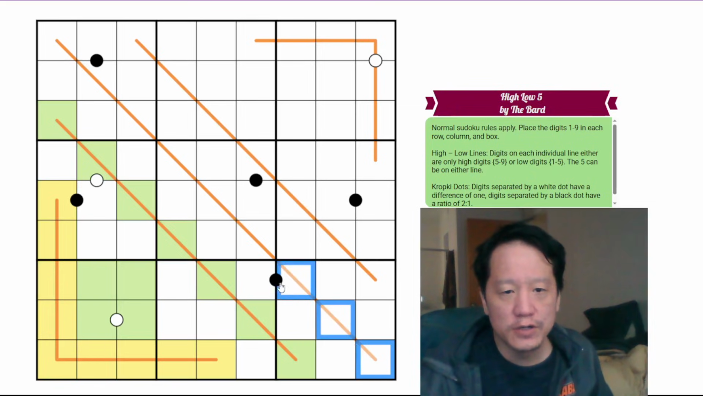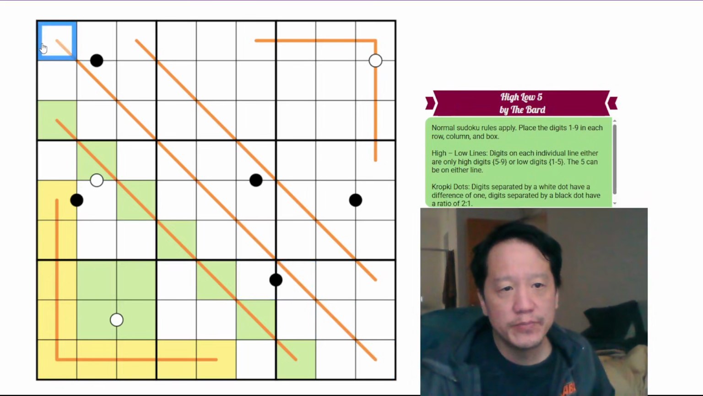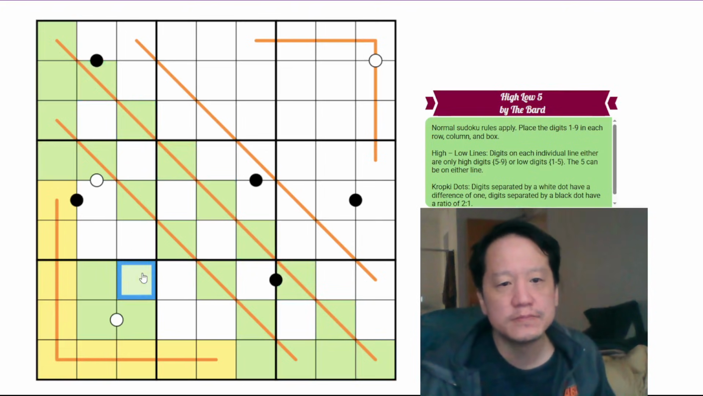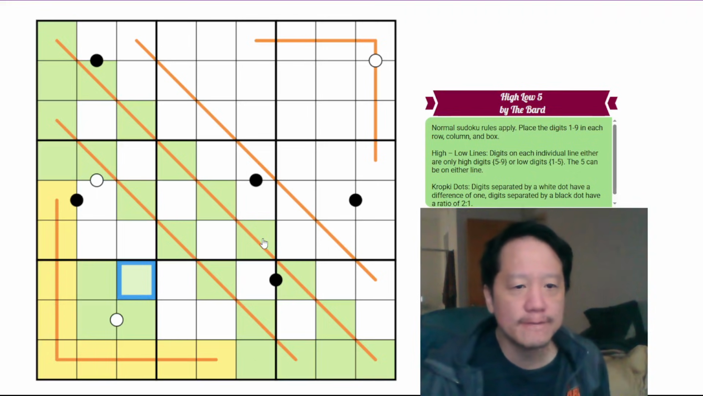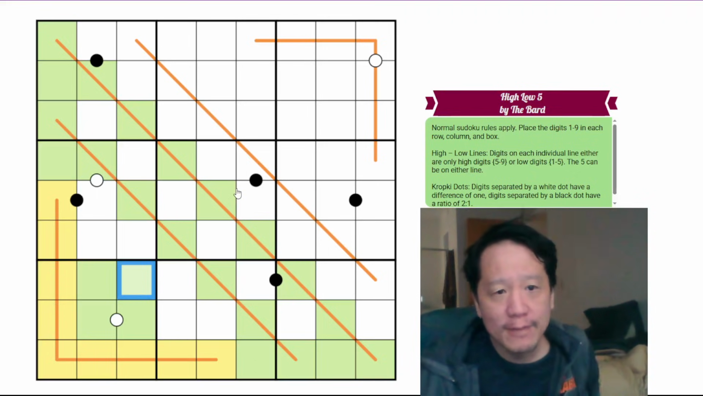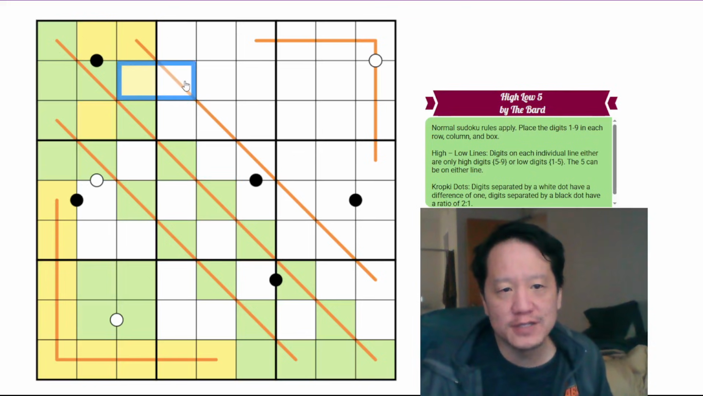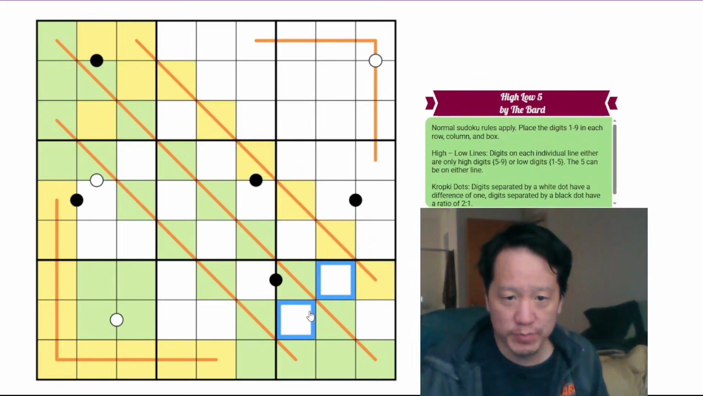Because we know that these 4 have to be all green. Since these are green, these must be green also on these lines. So these are green. We have 5 greens in box 1, which means the rest of the box cannot be green, they must be yellow. So therefore, this line is all yellow. Same with box 9.